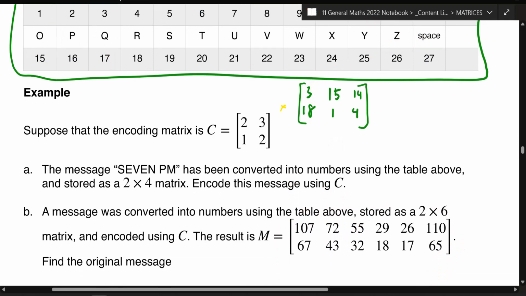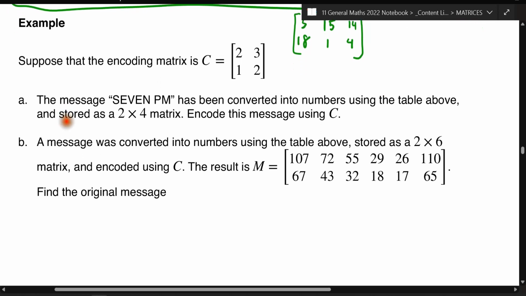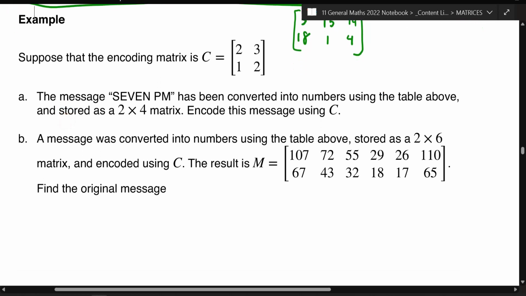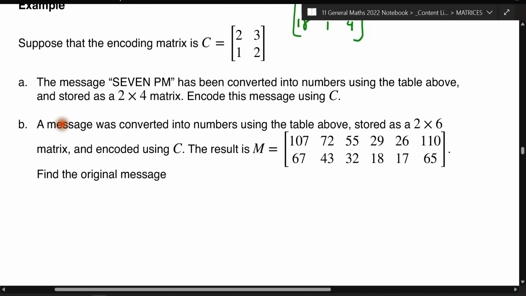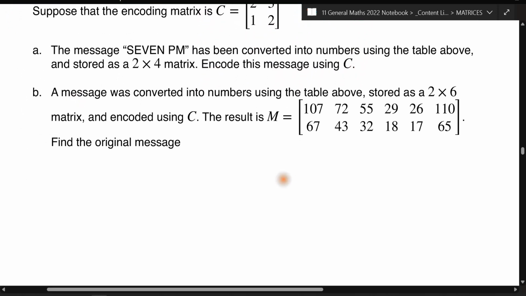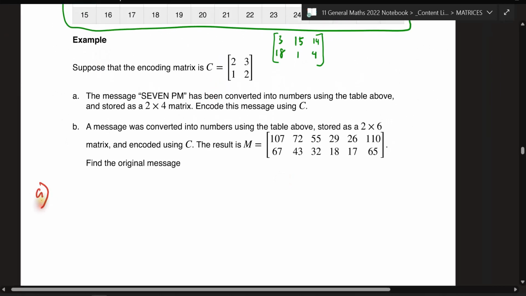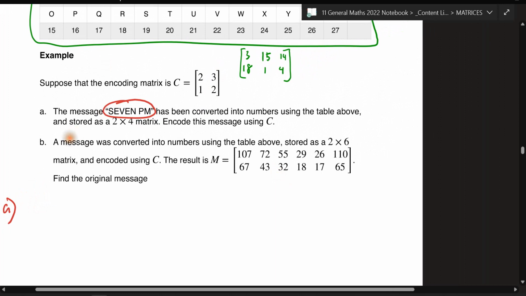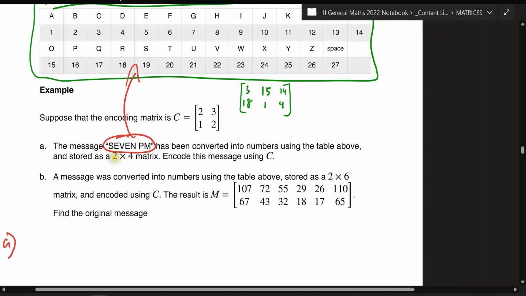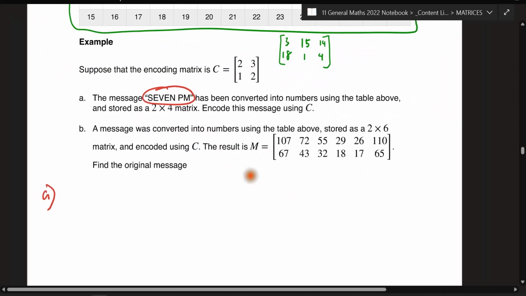So, say for example, let's do a question here. The message 7 p.m. has been converted into numbers using the table above and stored as a 2 by 4 matrix. Encode this matrix using matrix C. Okay, so first things first, what you want to do is look at the message. So you'll get a question like this in the SAC. You need to look at the message and put it in matrix form using those numbers. So 7 p.m.